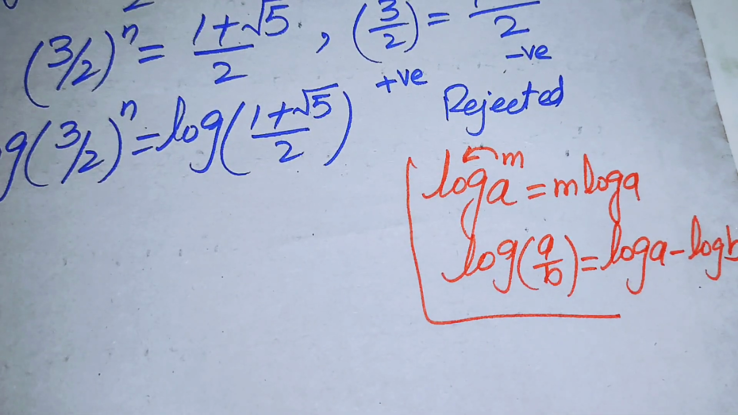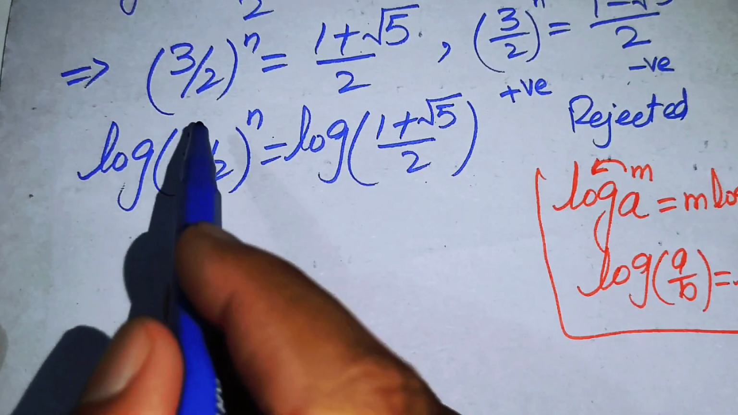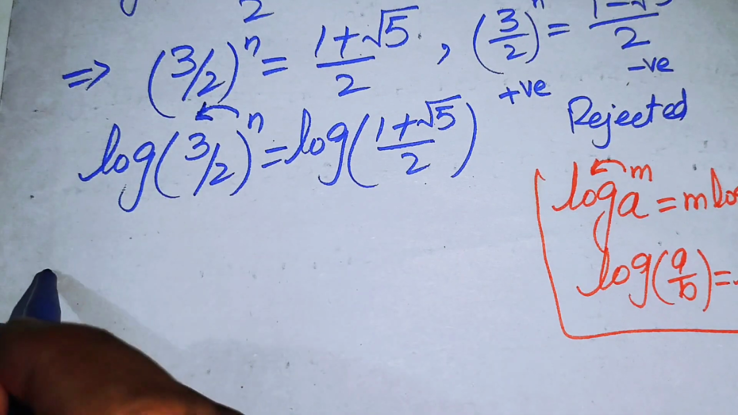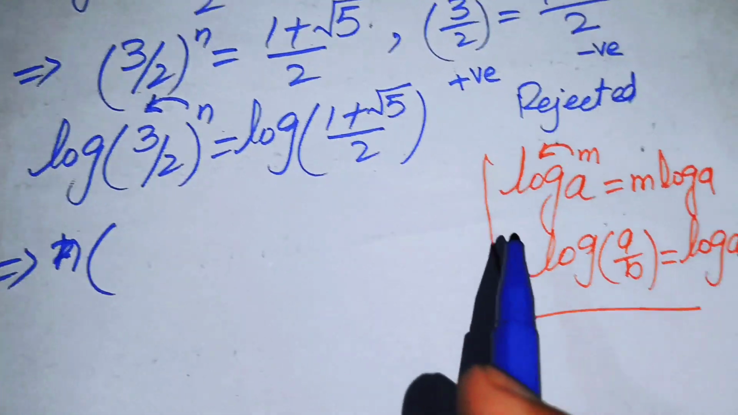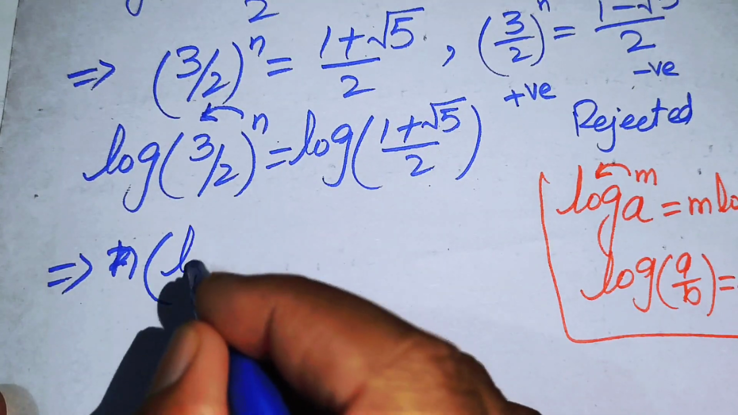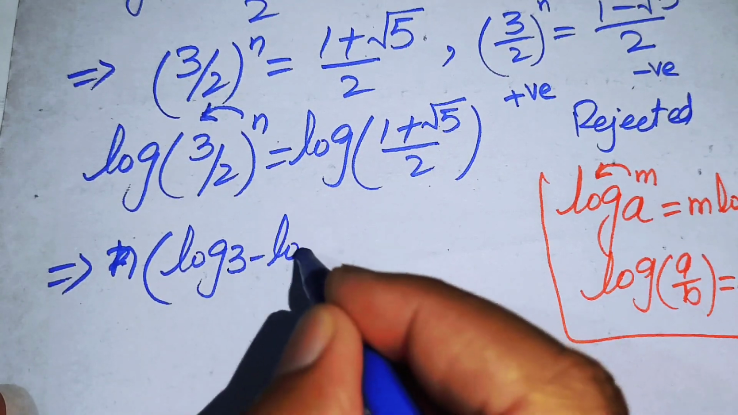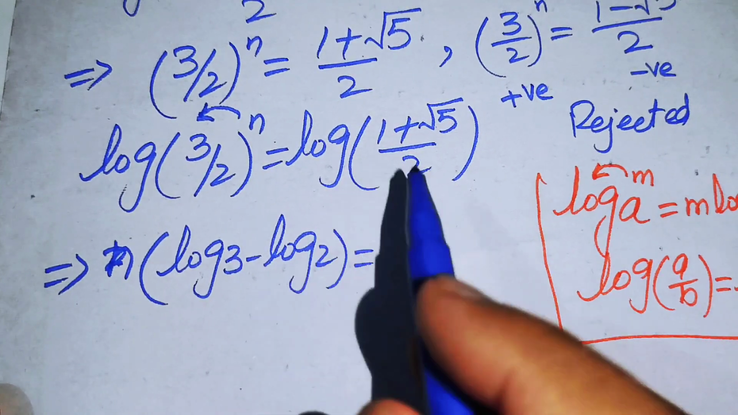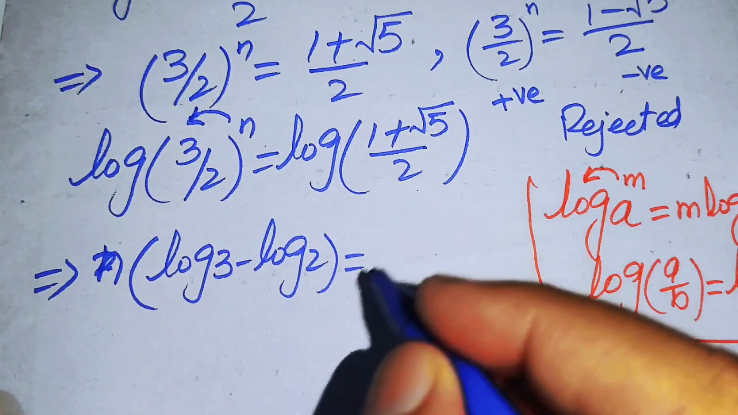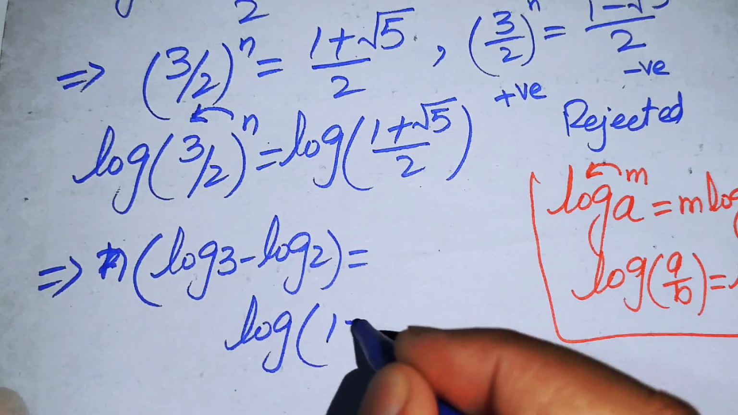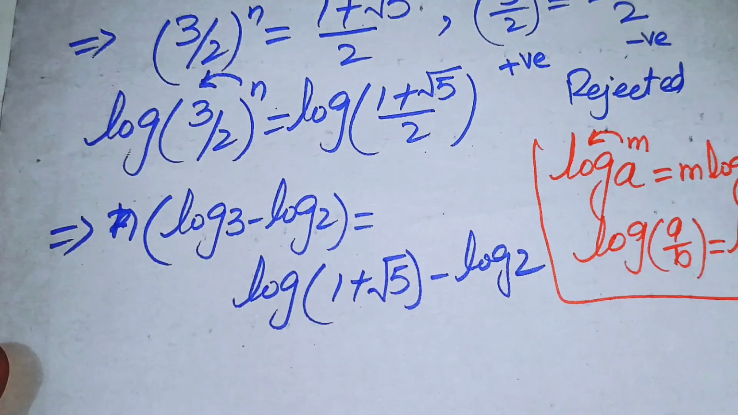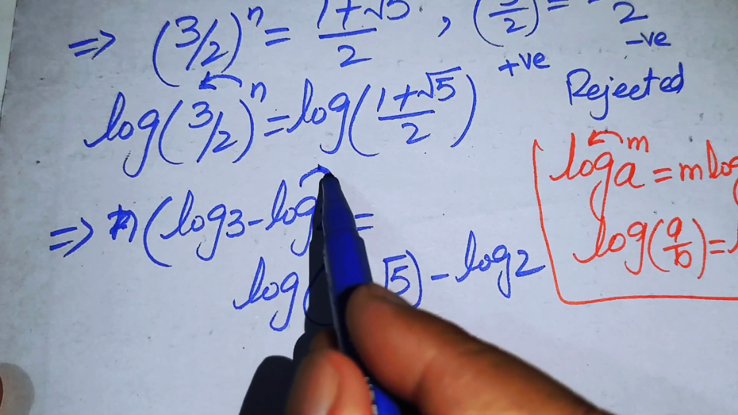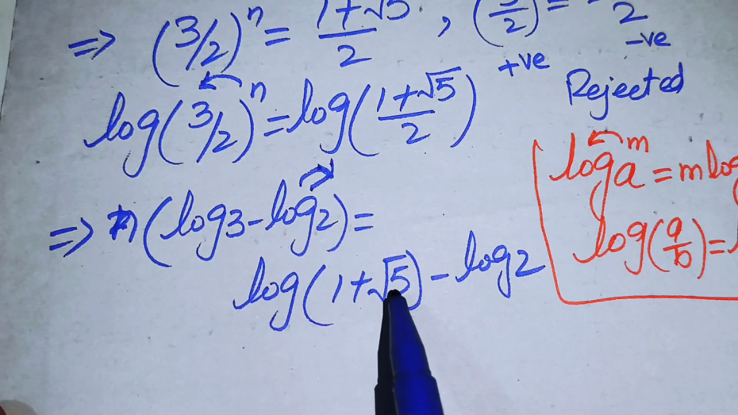So we use these two properties here, and now our given expression is equal to, here this exponent moves in the front of this log, and it will be written as n times, here you have log 3 over 2, and now we use this property, and you get log 3 minus log 2. And similarly we again apply this property here, and you get log of 1 plus square root of 5 minus log 2.